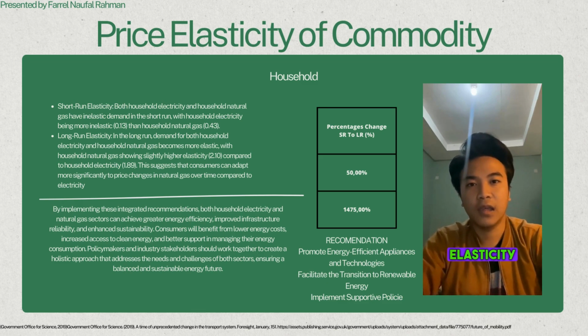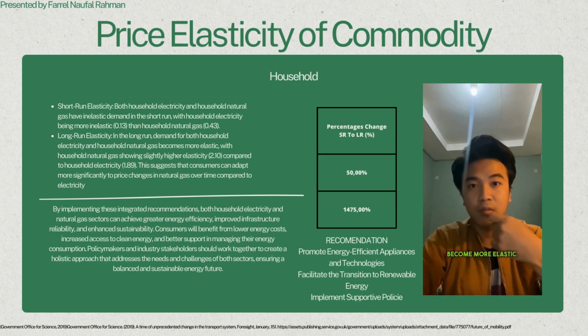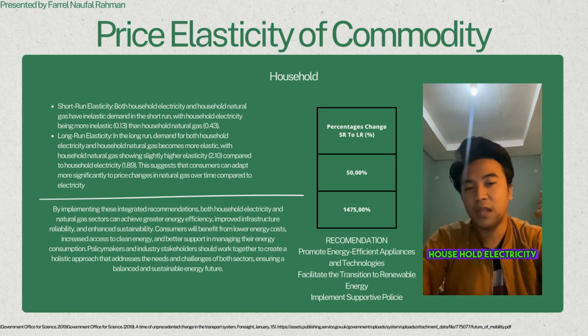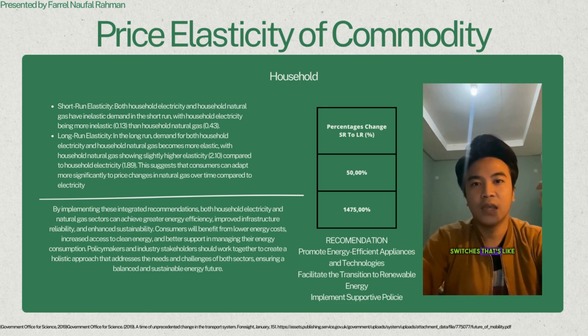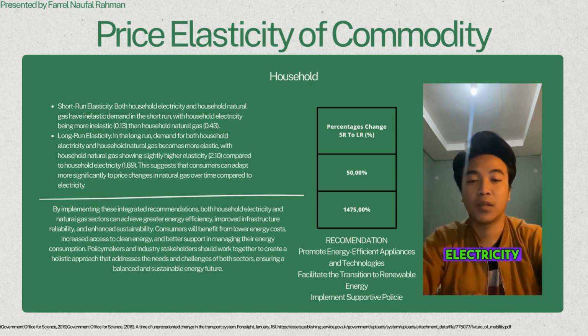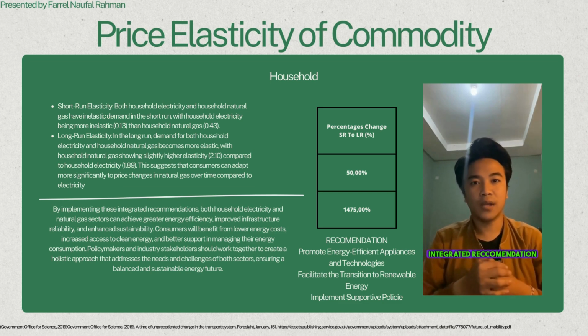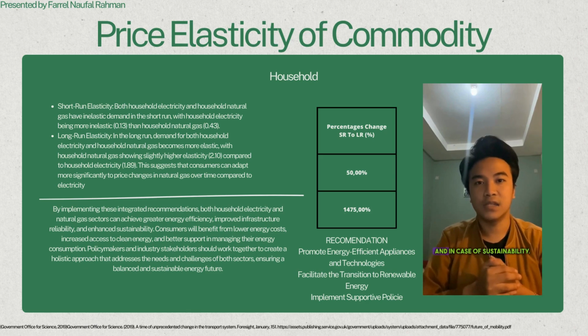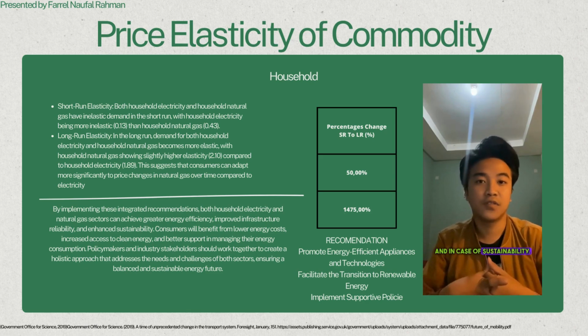In the long run, demand for both household electricity and natural gas becomes more elastic, with household natural gas showing slightly higher elasticity compared to household electricity, 2.10 and then 1.89, to suggest that consumers can adapt more significantly to price changes in natural gas over time compared to electricity. By implementing this integration combination, both household electricity and natural gas sectors can achieve greater energy efficiency, improve infrastructure reliability, and enhance sustainability. Thank you.